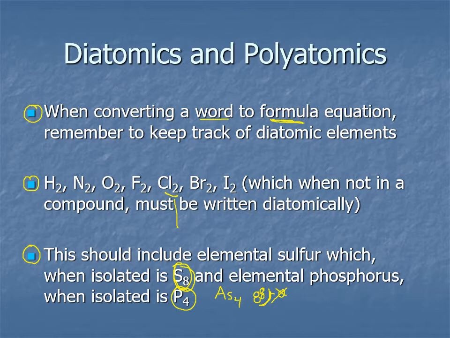And we have to remember this if you are mentioning, like, sulfur combines with phosphorus, I would have to write S8 down here. And for phosphorus, I'd have to write P4. I can't just write S and P. That's how the diatomics would work.